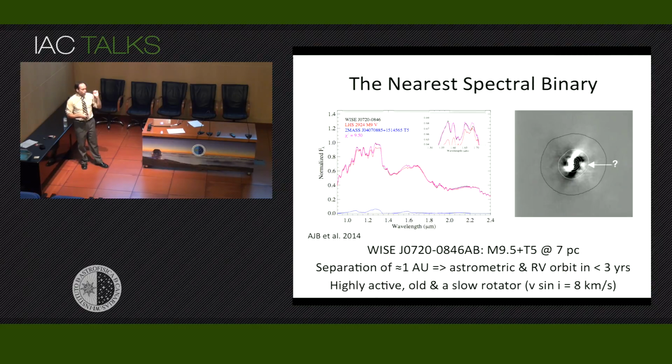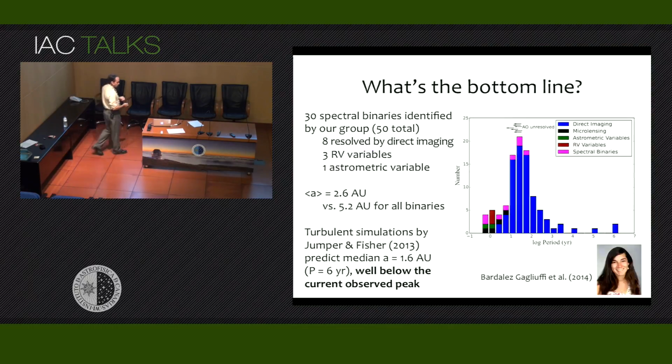One little piece of trivia, by the way, there's about 13 late M dwarfs within 10 parsecs. 2 of them are binaries, and both of them have brown dwarf companions. So there may be lots more brown dwarf companions out there that we're not seeing, but we can see with this method. So what's the bottom line of this work?